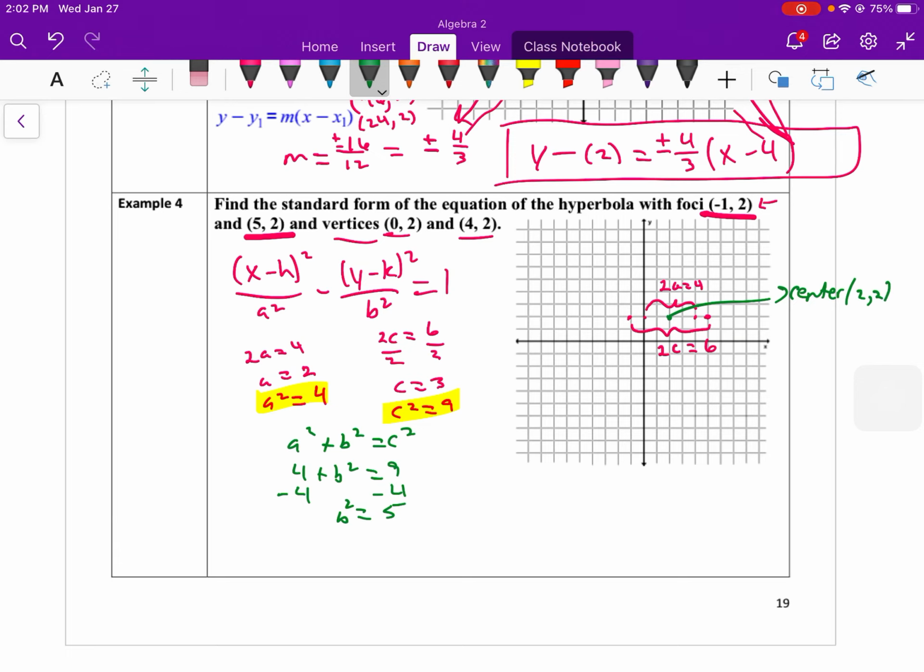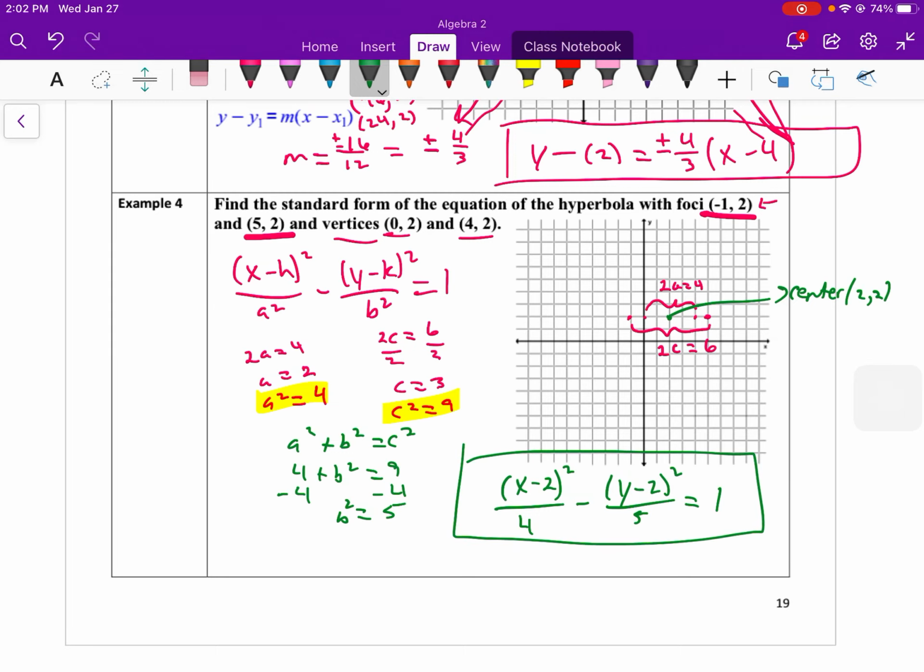Now we have enough information to write our equation. So we have x minus 2 squared over a squared, which was 4, minus y minus 2 squared over b squared, which was 5, all equals 1. So that'll be our equation from the information they gave us.